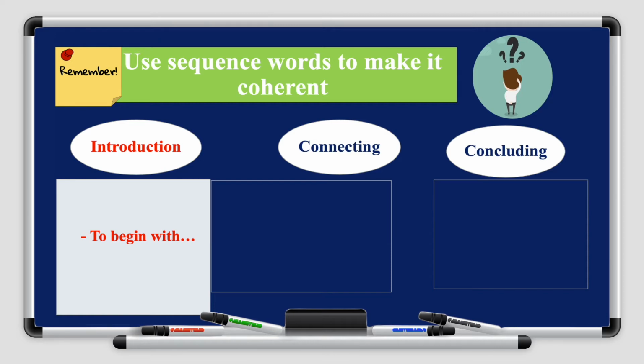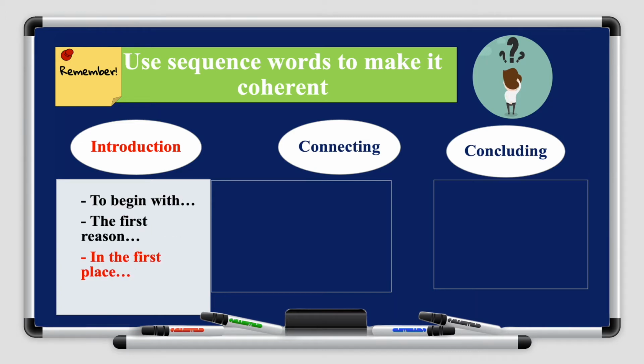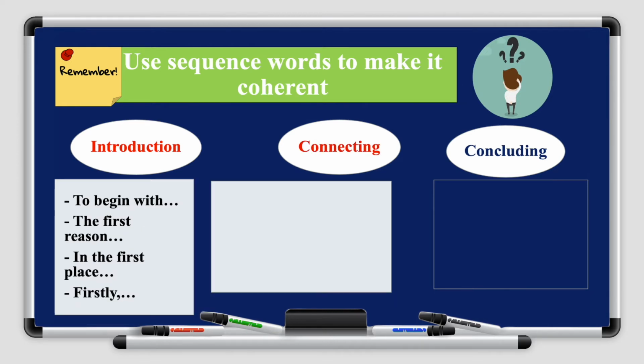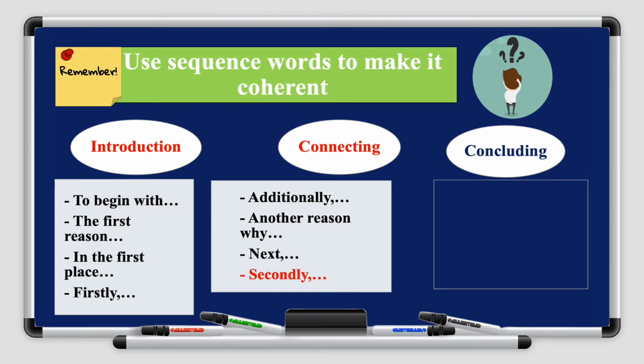So in the introduction, we can use to begin with, or the first reason, in the first place, firstly. So these are sequence words that help begin or introduce the topic. In order to connect our ideas, we can use additionally, because we are adding more information. Another reason why this happened, or another reason why this person was going to help Marwan, another reason. Next, after that, secondly, thirdly.